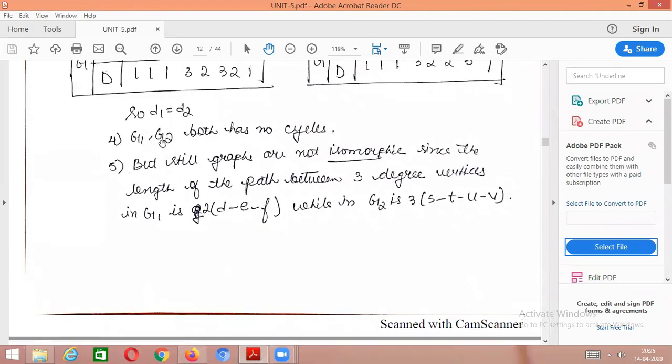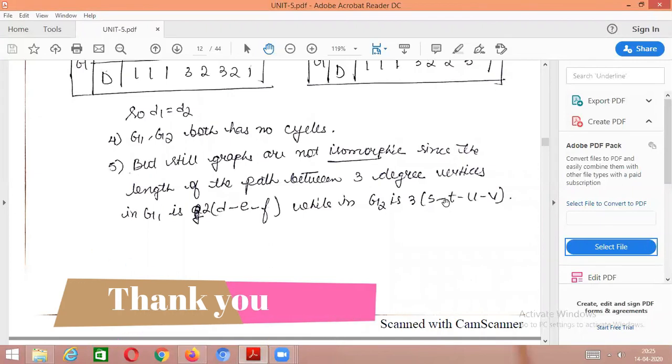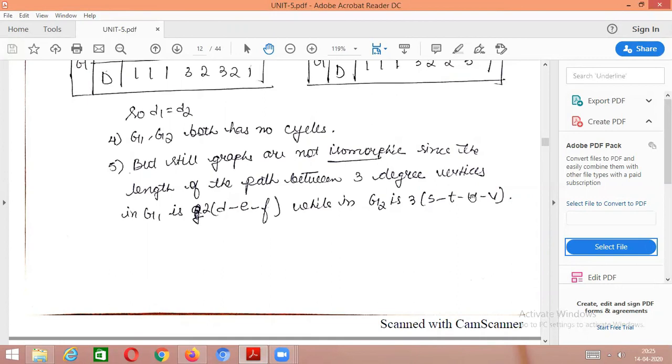But the degree sequence is the same, G1 and G2 both have no cycles, and still the graphs are not isomorphic, since the length of the path between the 3-degree vertices D to E to F in the first graph and S to T to U to V in the second graph is not the same. The path here is D, E, F; the path here is S to T, T to U, U to V. So this path is not the same. Everything has to be the same, then only they are isomorphic.